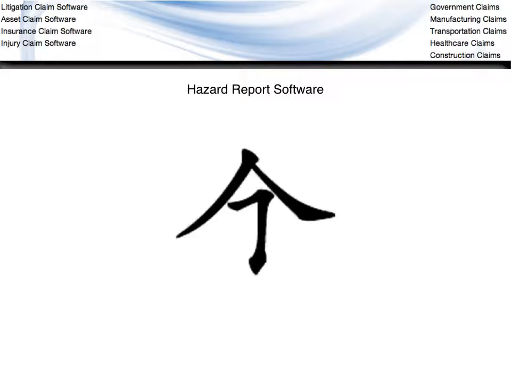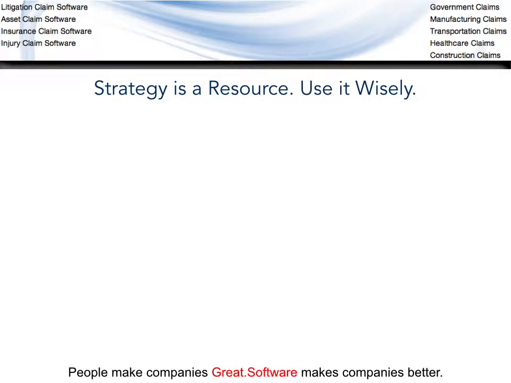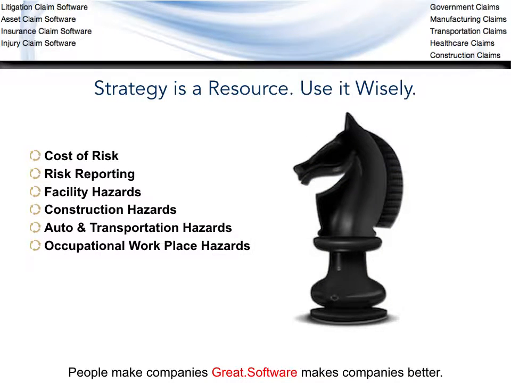Strategy for your organization is a resource. It is important to use it wisely. A1 Enterprise provides a hazard reporting management software which can include a variety of features to help reduce your cost of risk. It will help expedite risk reporting throughout your organization, reduce facility hazards, construction hazards, auto or transportation hazards, and overall occupational workplace hazards to keep your employees and contractors safe, as well as the environment.